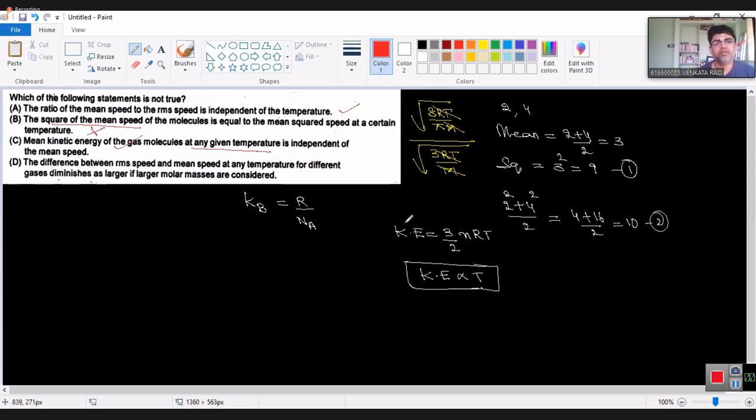Correct? The difference between RMS speed and mean speed at any temperature for different gases diminishes as larger molar masses are considered, correct? Diminishes means decreases, approaches zero. No difference, in the sense. I think I told you.